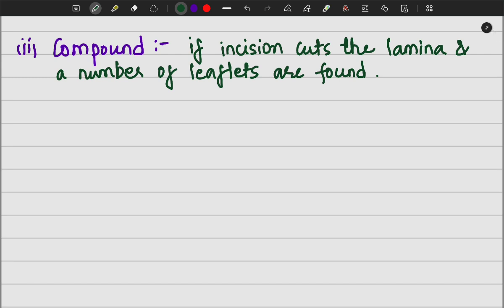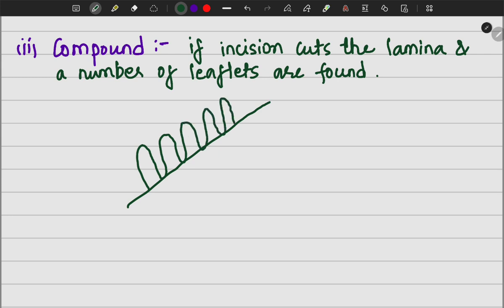So let us understand with the help of a diagram. If this is a leaf and it has incisions like this, now the incision is touching the midrib. And let me draw like this. There's one leaf here, this one leaf here. Sorry, it's not a leaf, it's actually a leaflet.